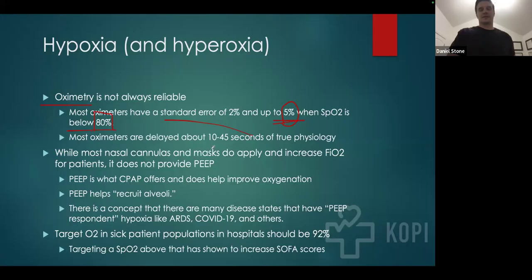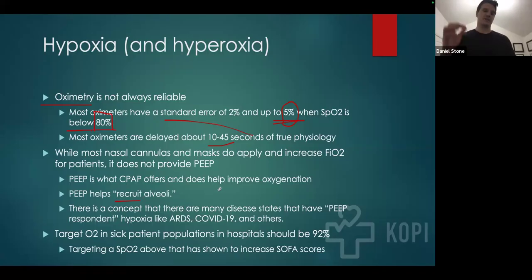And it's a representation of physiology that's occurring distally, so it's not actually what the lungs are seeing. And so if you start oxygenating somebody, just expect the delay in oximetry for about 10 to 45 seconds. But if you're continuously oxygenating somebody, you would expect them to be able to actually respond within a minute at least of any intervention.